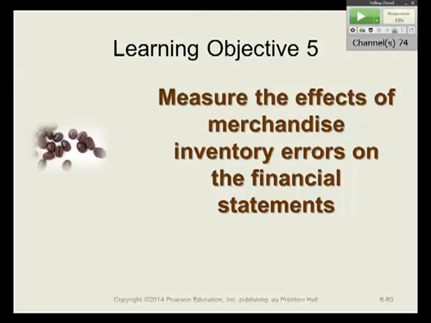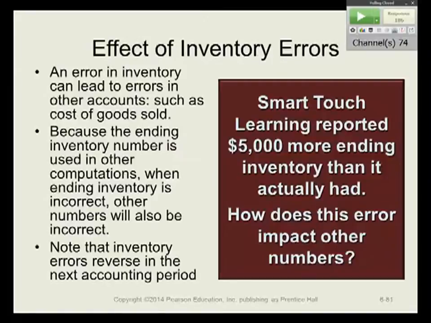So these errors will always reverse themselves out after 1 year. Now, the importance of inventory errors is not only because it will affect ending inventory, it's important because it also affects the cost of goods sold. So the problem with inventory errors is that not only does it affect the balance sheet, it affects the cost of goods sold and it affects the gross profit.